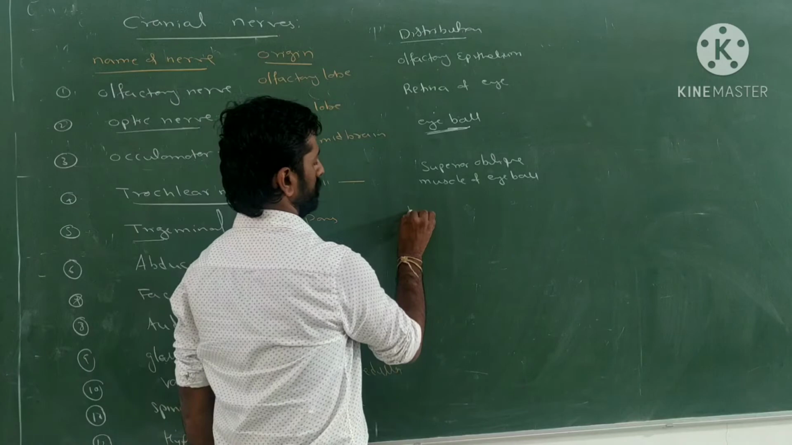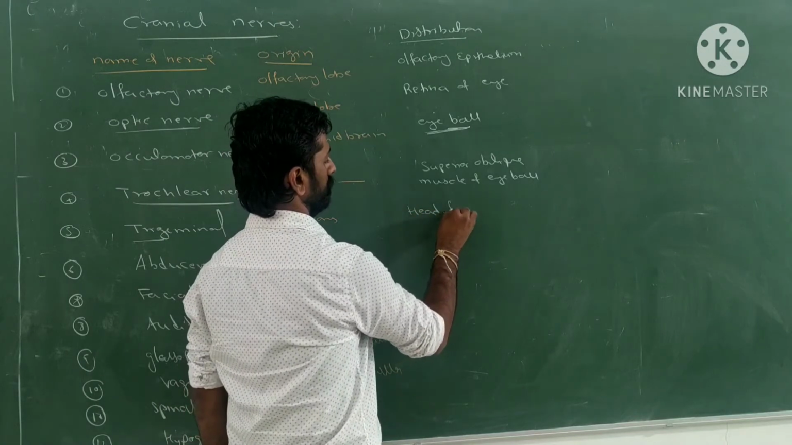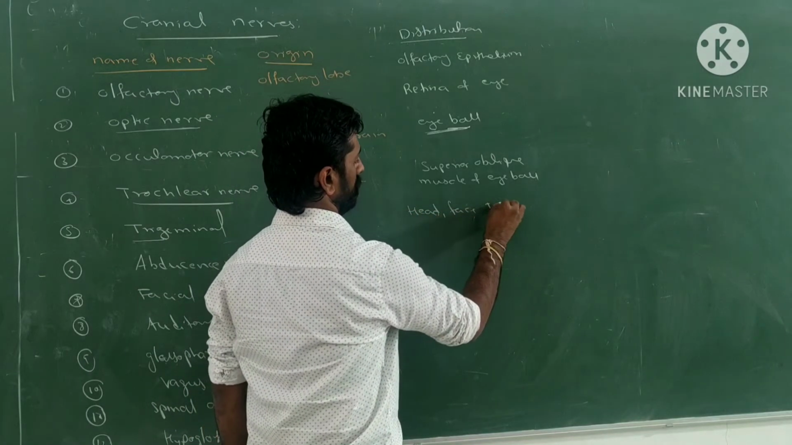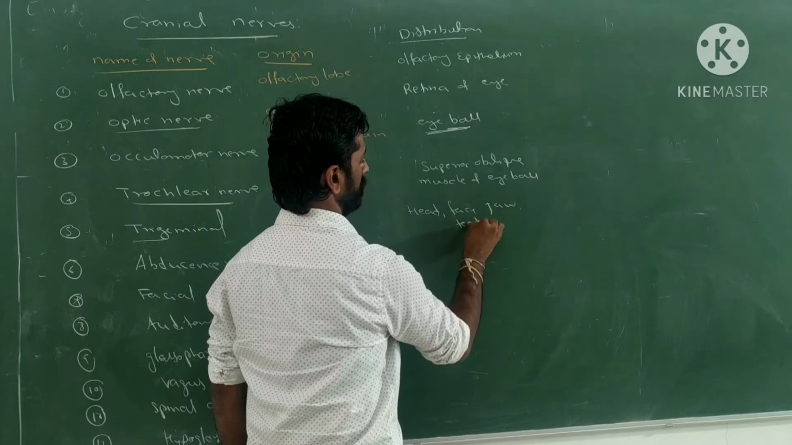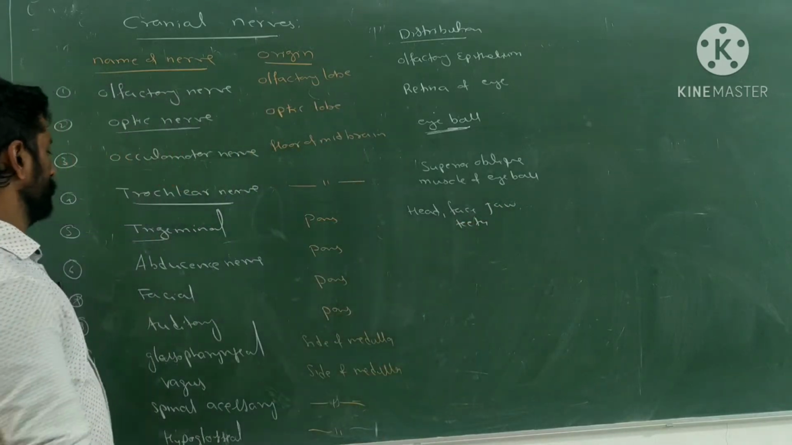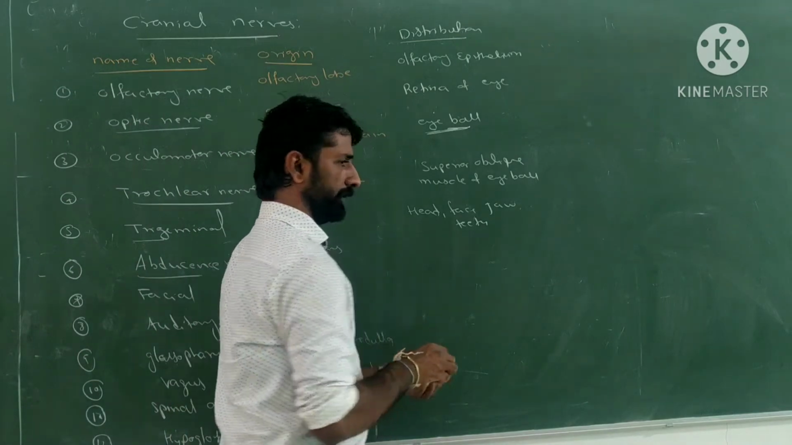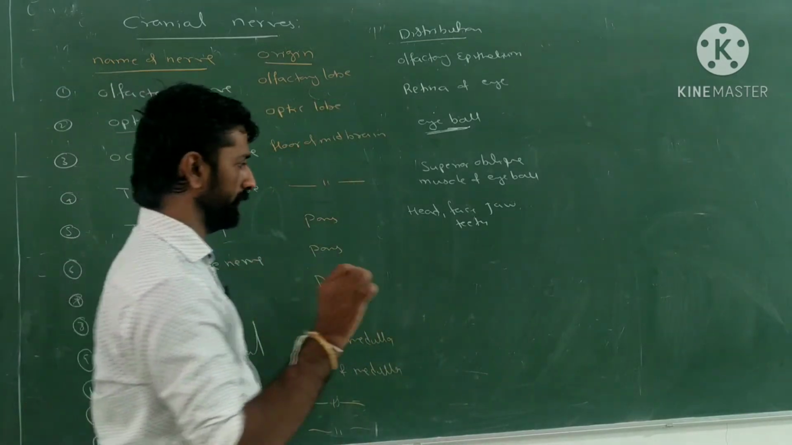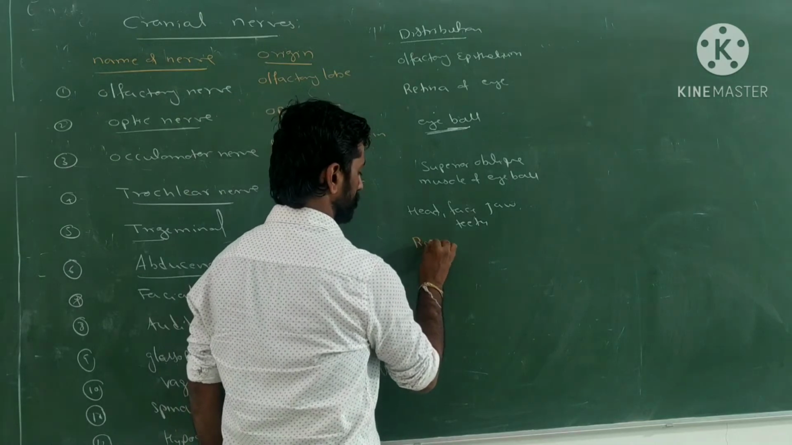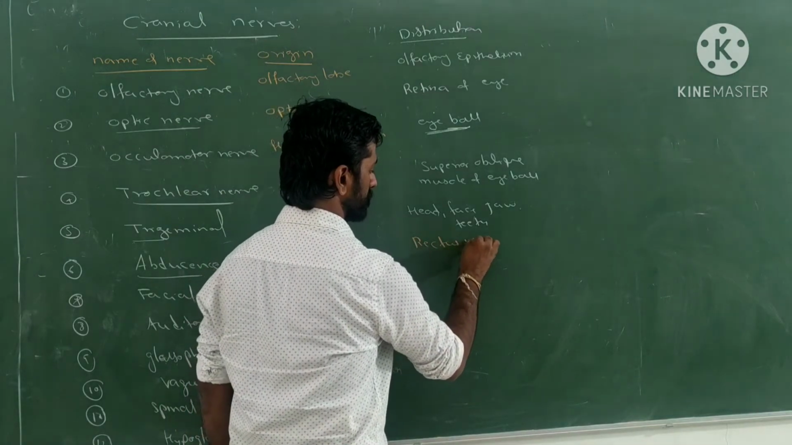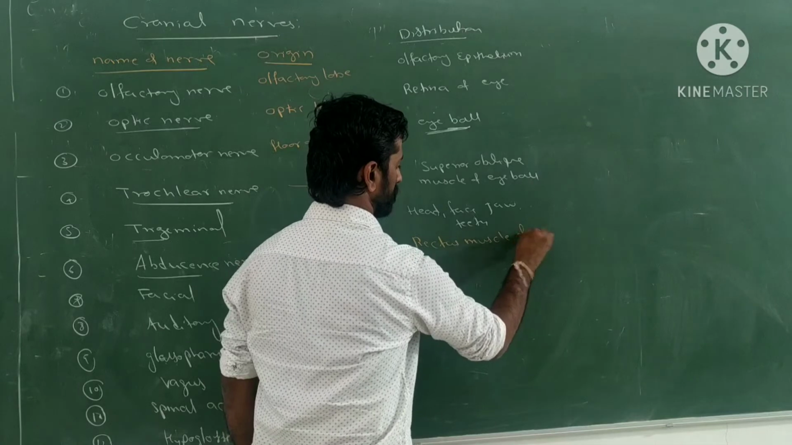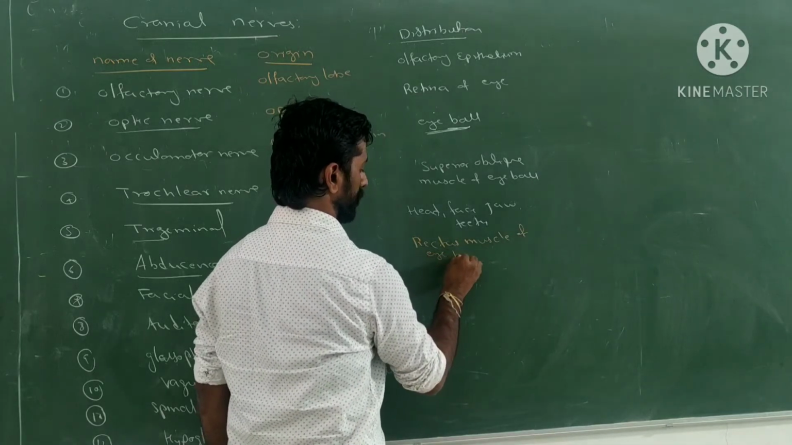What about trigeminal? This is present in the head region, face, jaw and teeth. Abducens nerve, that is present in a particular muscle of the eyeball. What is it called? This is the external rectus muscle. External rectus muscle of the eyeball.